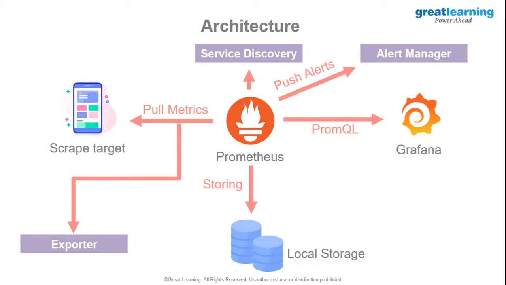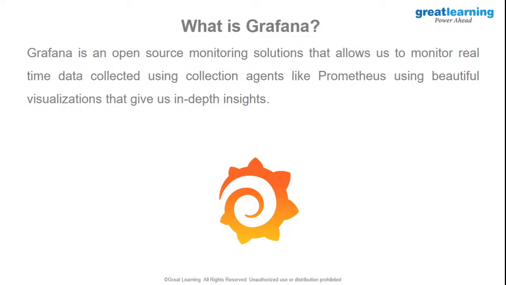So for that you make use of alert manager, where Prometheus pushes the alerts to the alert manager, and alert manager basically sends it to your PagerDuty, Slack, or email notification, whatever you're using for alerting you. So this is the Prometheus architecture. Now let's quickly go through Grafana also, then we can start the practical.